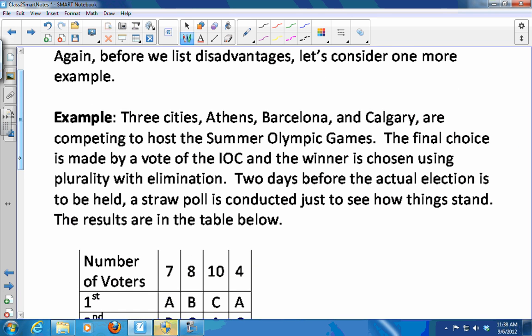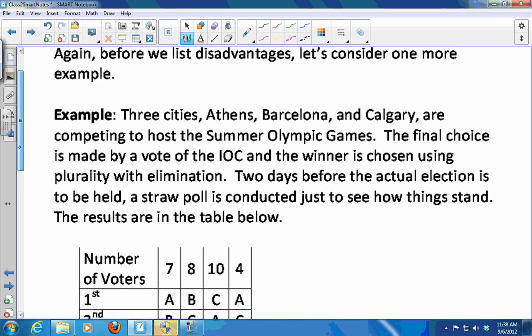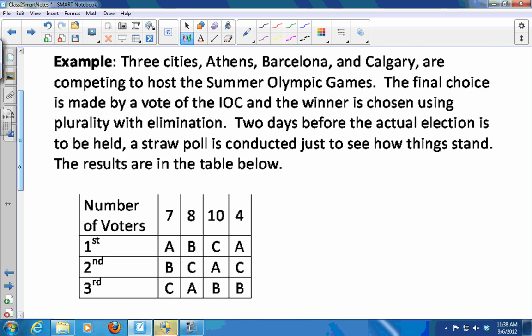Okay, so we have several advantages. Again, before we list some disadvantages, we're going to look at one more example. So we have 3 cities, Athens, Barcelona, Calgary, competing to host the Summer Olympic Games. The final choice is made by a vote of the International Olympic Committee, and the winner is chosen using plurality with elimination. And this is real. This is the voting method that they use. So 2 days before the actual election is held, they take a straw poll just to see how things stand, see who's in the lead, that kind of thing.